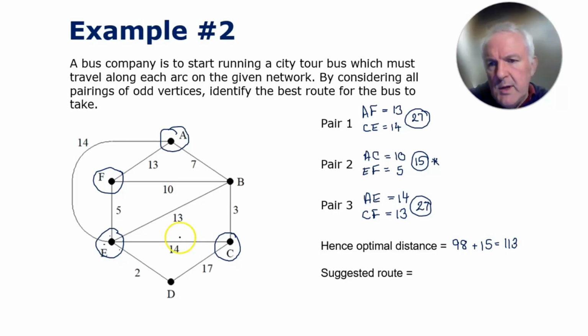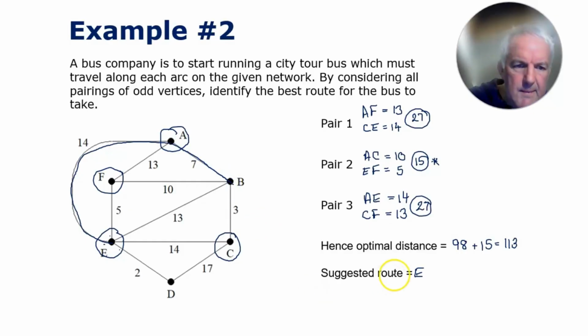Now, what route should we suggest? Well, let's again pick an odd vertex to start with. I'm going to pick E, and that means I've got to get back to E. And if I do this again, I'm going to go round there first of all. Just get that out of the way. And I'm going to go down to B afterwards. So I'm going to go E to A to B.